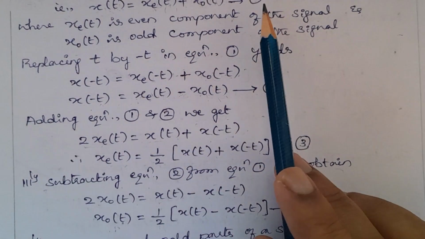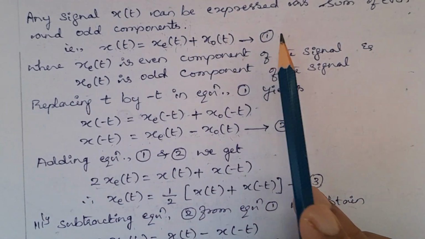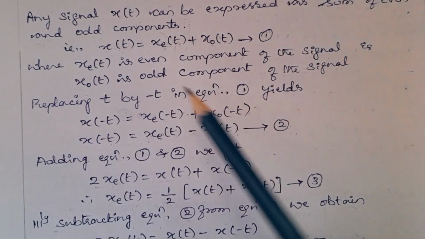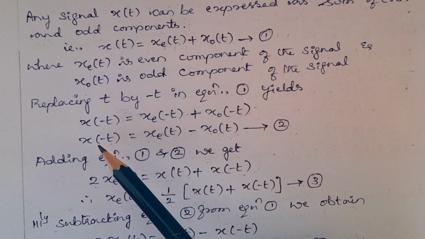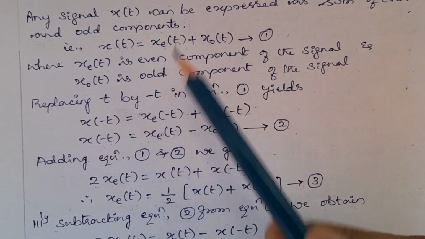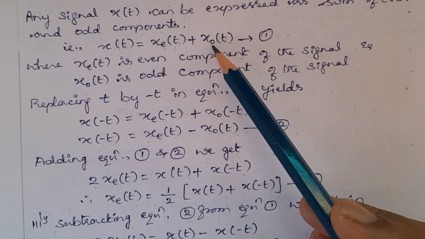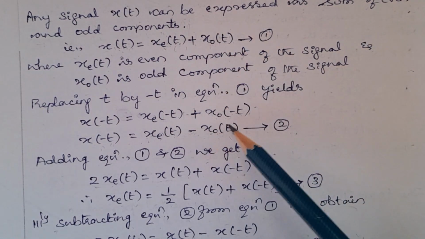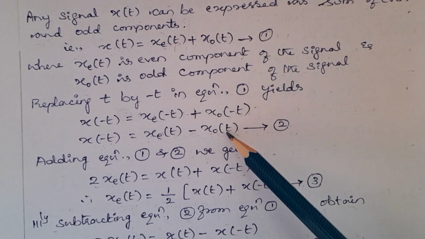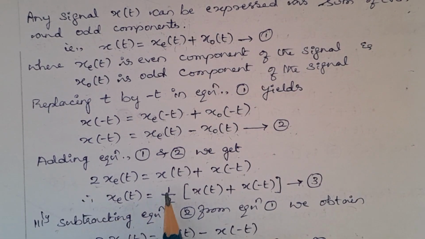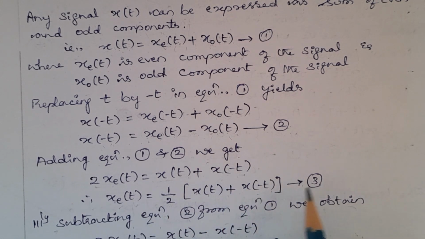Adding equation number 1 and equation number 2, add these two equations. So x of t plus x of minus t equals 2 times xe of t. Here plus xo of t and minus xo of t cancel out. So we get xe of t equals 1 upon 2 times x of t plus x of minus t. Call it equation number 3.